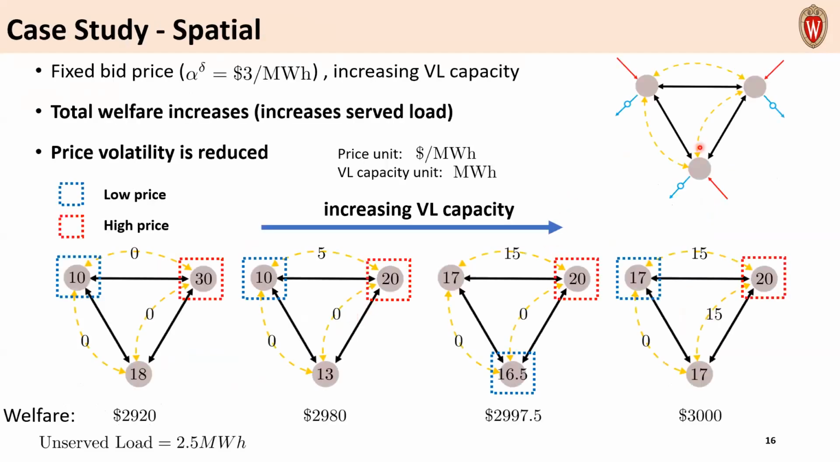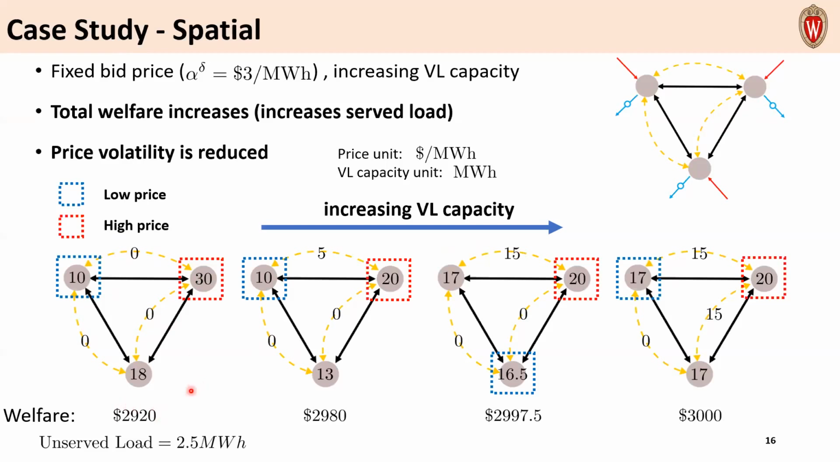The first case study is the 3-bus network on the right here, where each node is connected to a generator and a data center, and each pair of nodes is connected by a virtual link and a transmission line. We start with the 4 cases here at the bottom, where we fix the bid price but gradually increase the virtual link capacity. The virtual link capacities are shown by the number on the dash on the virtual links here. The optimal market clearing outcomes are shown by the numbers on the nodes, which are the clearing prices, and also the number at the bottom, which is the optimal welfare value.